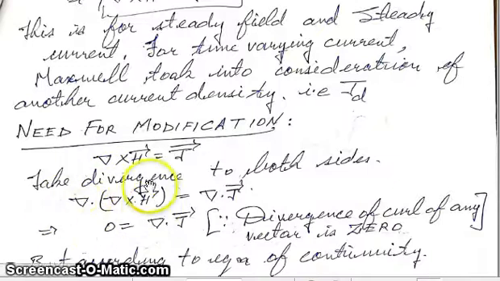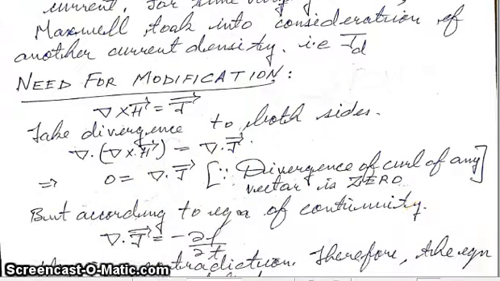Also we know that divergence of curl of a vector is 0, so the net result of this equation is 0, that is equal to del vector dot j vector. That means del dot j is equal to 0, but the equation of continuity says that del vector dot j vector is equal to minus ∂ρ/∂t. So there is a contradiction between these two equations.